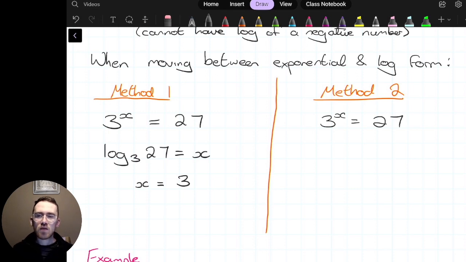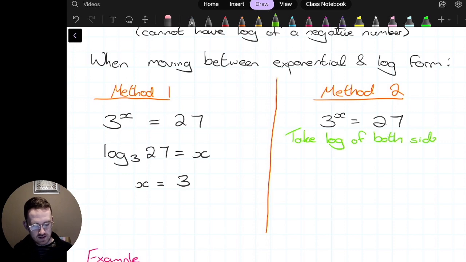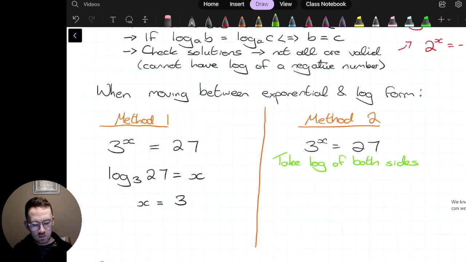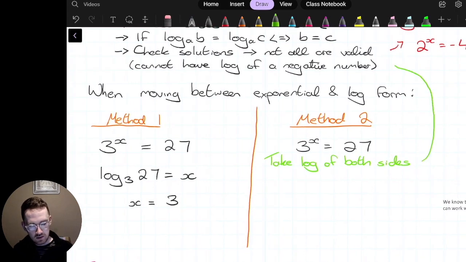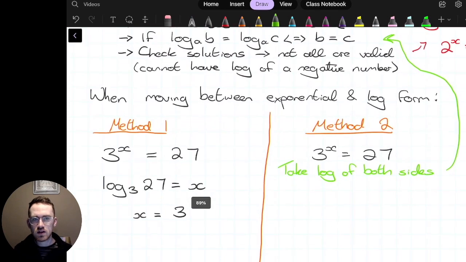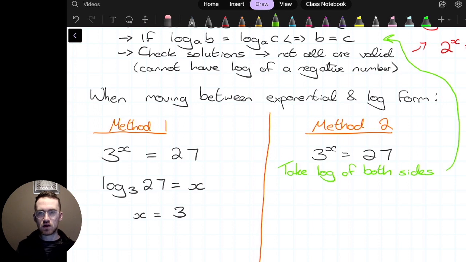So that can be perfect for most of our questions. Sometimes we'll have more complicated questions, and doing it in that form can actually just end up confusing things more. So sometimes what we want to do is take the log of both sides. And this actually comes from this point up here that we were talking about earlier. This idea that if we have two things that are equal, and we rewrite them with this log operator, they're still going to remain equal.